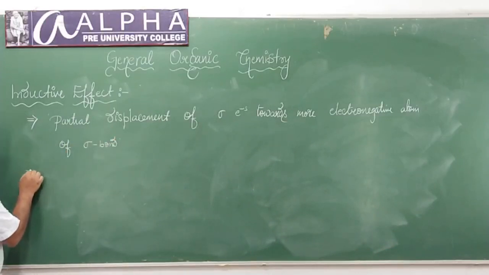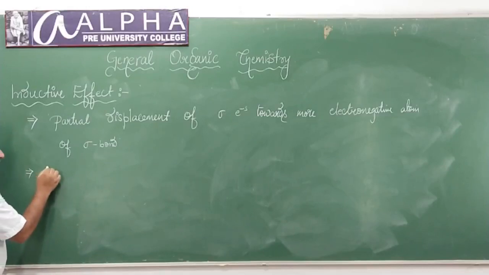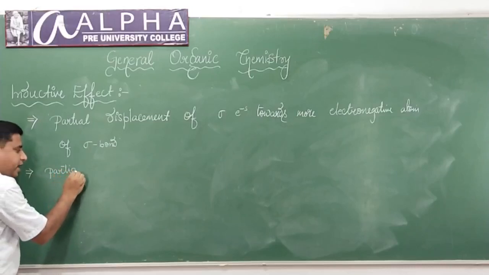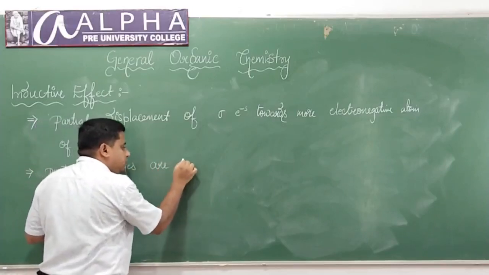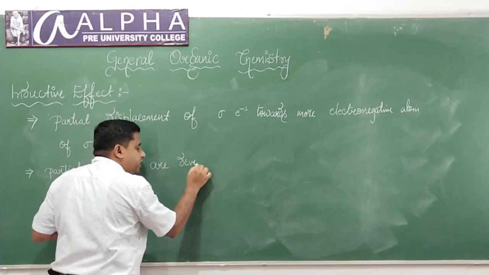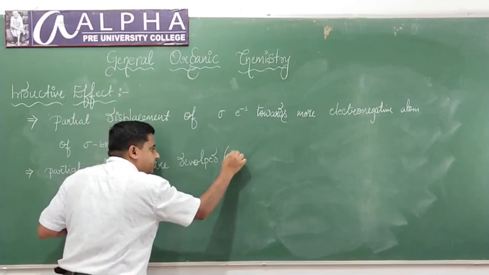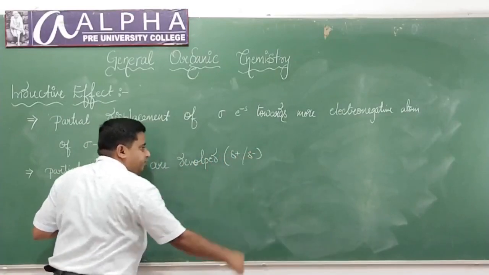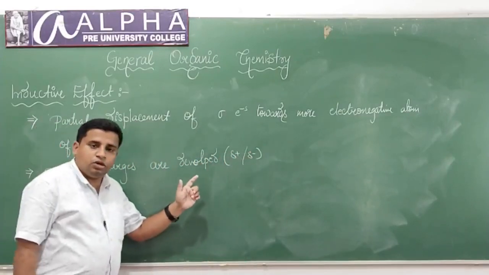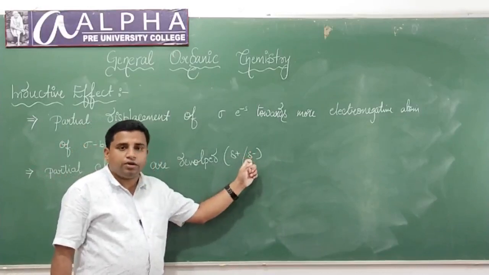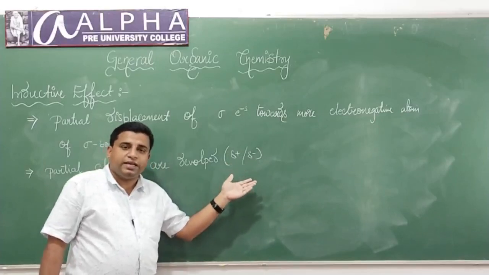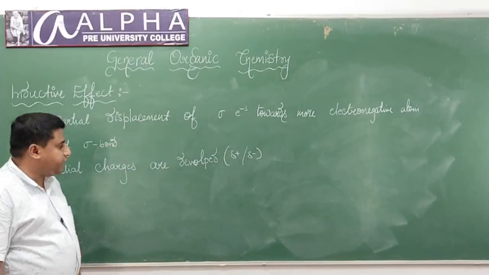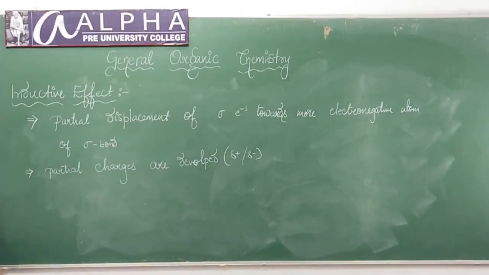Then we know inductive effect leads to partial charges being developed. That is why I said delta positive or delta negative. The atom towards which electrons are displaced is going to get partial negative, and the atom where the electrons are displaced away from it will get partial positive charge. So it leads to the development of partial charges.